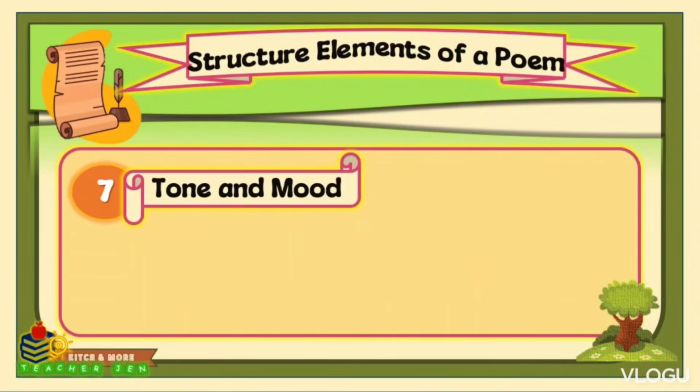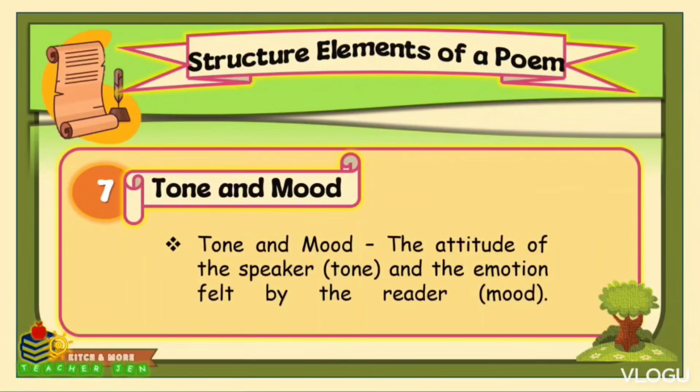Then we have the tone and mood, the attitude of the speaker, which is the tone, and the emotion felt by the reader, which is the mood. Tone is the speaker's voice. Are they angry, playful, or mournful? Mood is the emotional atmosphere. Does the poem make you feel hopeful, anxious, or nostalgic? Together, they set the entire emotional stage.